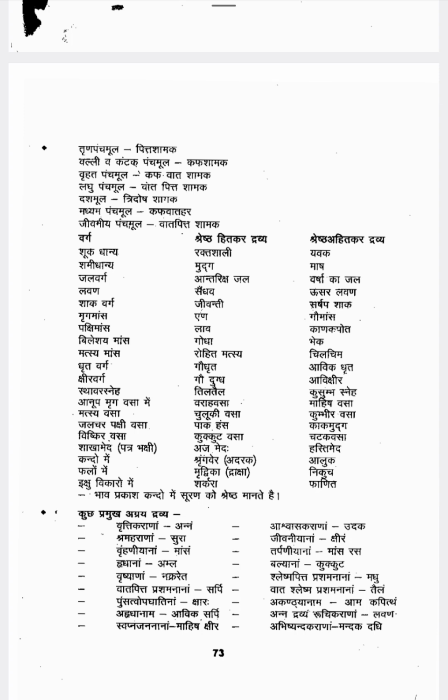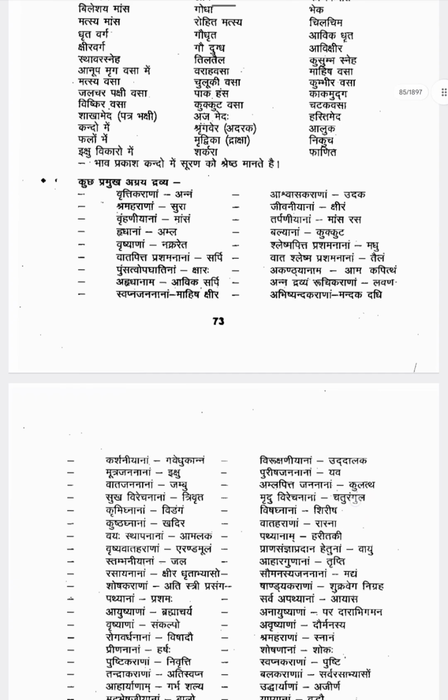So these are the good and the worst things of each Varga. Then according to Bhava Pragasha, for Kanda, Surana is considered as Sreshta. Okay, instead of Sringavera, Bhava Pragasha is telling Surana is the best one among the Kanda. Next one is Agryadravya, very very important. In every competitive examination, one question will be coming from the Agryadravya. That is, you have to learn it by heart.